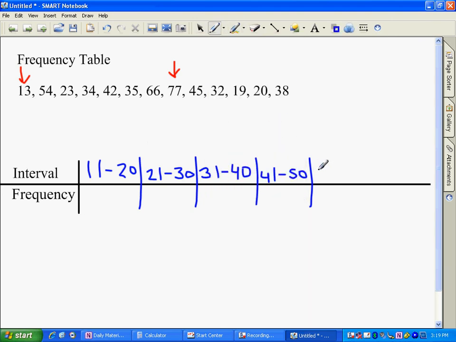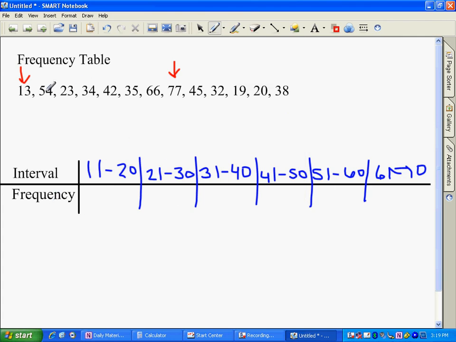Okay, 51 to 60, and then 61 to 70. Wow, that looks messy. But anyway, okay, so 61 to 70. And so now I'm going to go through and look at the data and figure out how many numbers fall in each of those intervals.